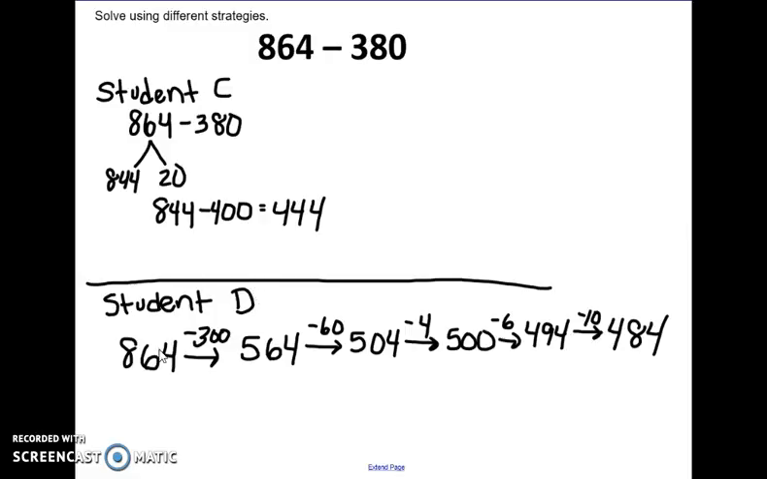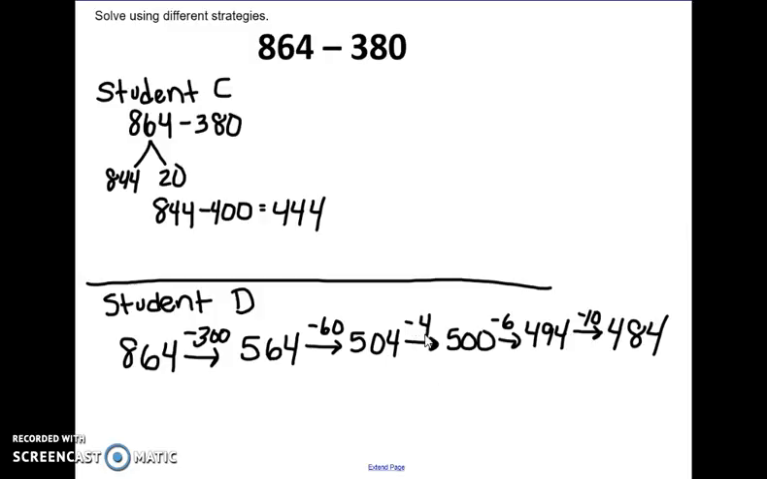Let's start by taking a look at student D's work this time. Sometimes the arrow method can be easier to use than a number bond when subtracting. So let's see what student D did. He started with his 864, and then he began by subtracting his hundreds, 300. So 864 minus 300 does give you 564. Next, he decided to take out 60 from 564. So 564 minus 60 does give you 504.